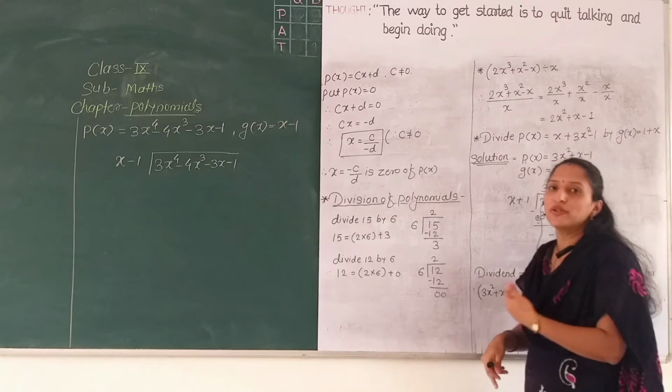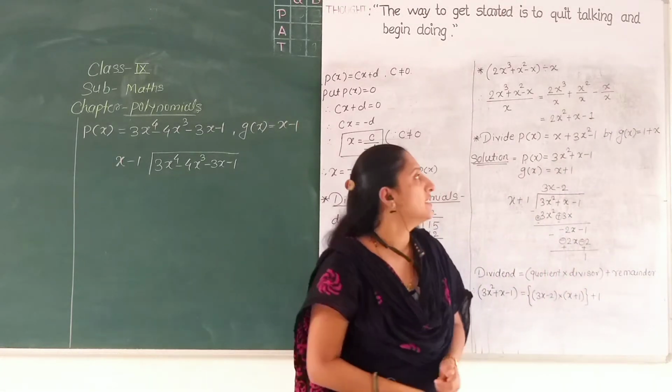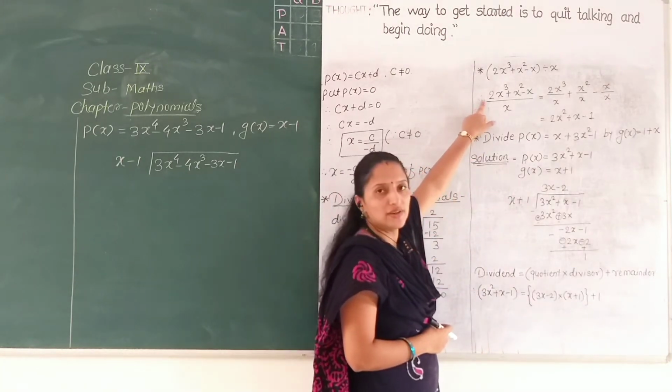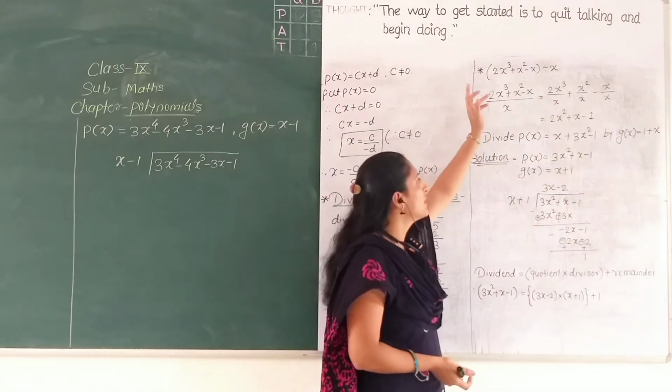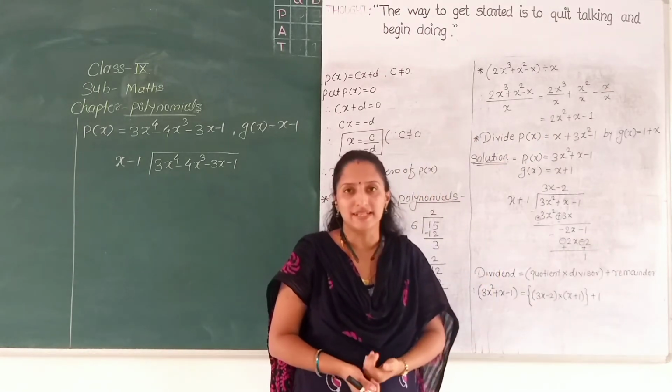So division of a polynomial by a monomial is very simple. And here x is the common factor of the numerator. So that's why we can easily divide this polynomial by x.